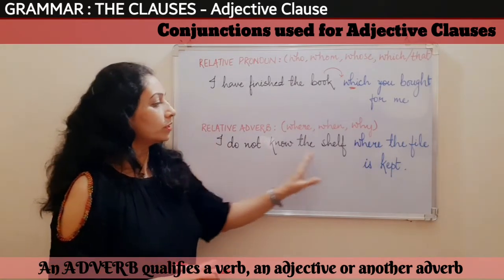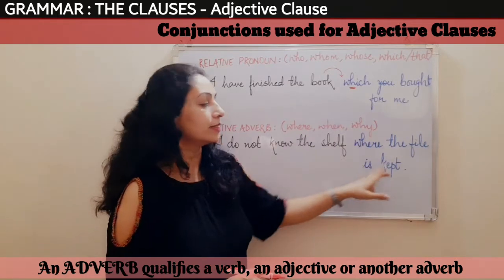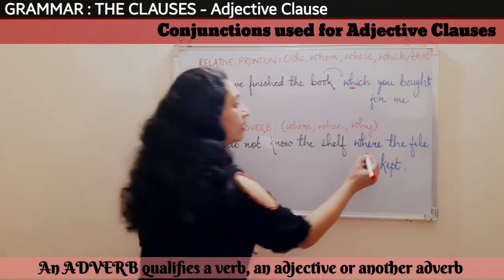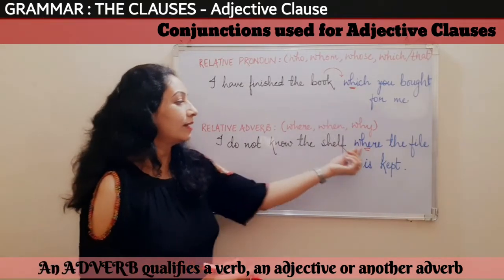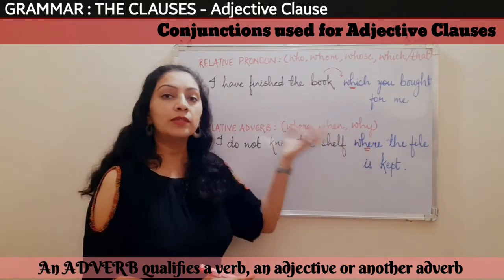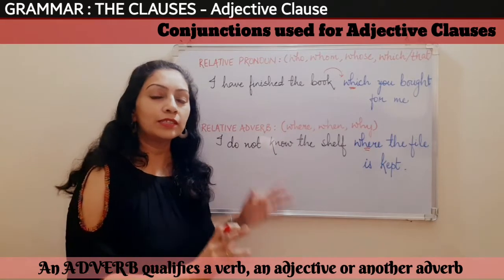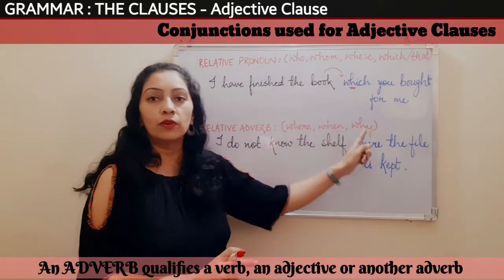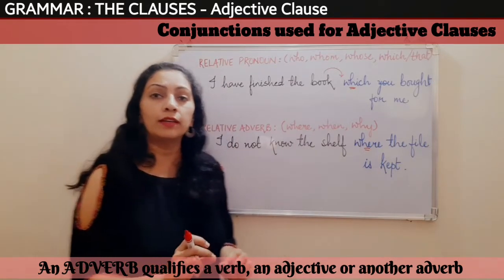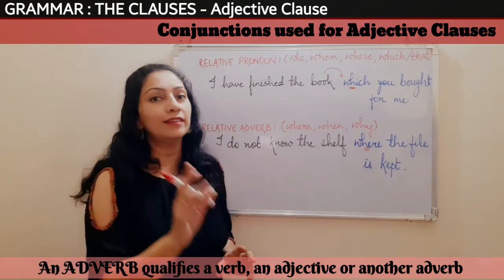I do not know the shelf where the file is kept. Now, when I have used the conjunction where, it is a conjunction which will tell me about the place. So whenever a relative adverb is used in the adjective clause, like where, when or why, they will always qualify the place, time and reason.